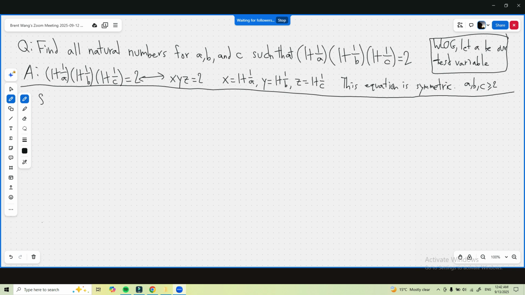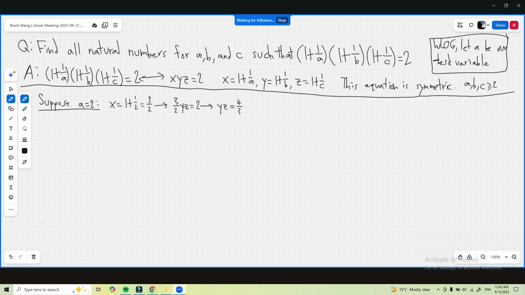So suppose A equals 2. Remember, A is our test variable. You could say B equals 2 or C equals 2. I'm just saying A equals 2. So if A were to equal 2, x would equal 1 plus 1 over 2, which is 3 over 2. And xyz is equal to 2. So (3 over 2) yz is equal to 2. And then you'd have yz is equal to 4 over 3.